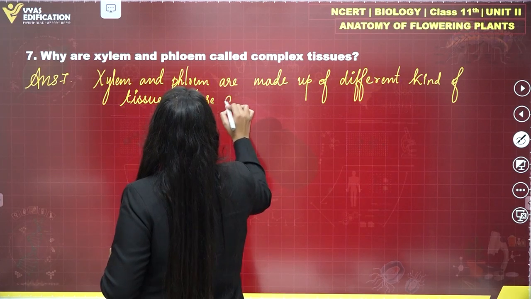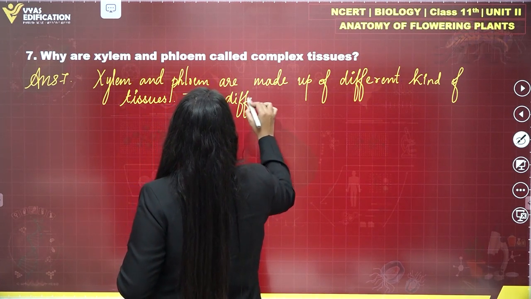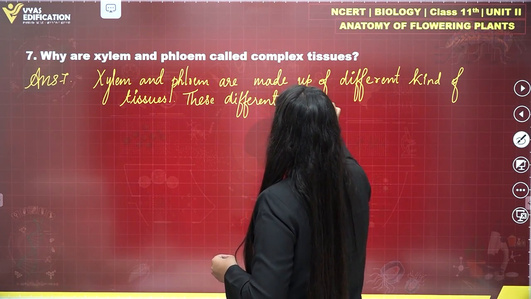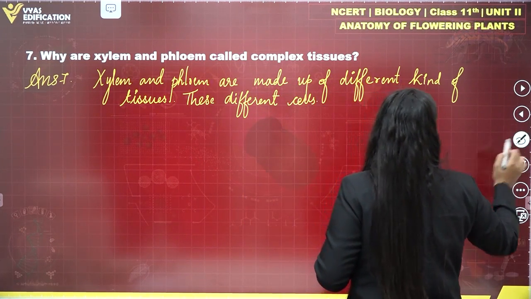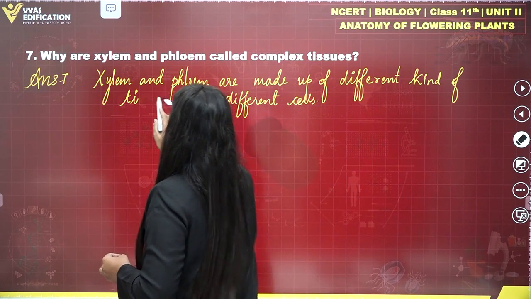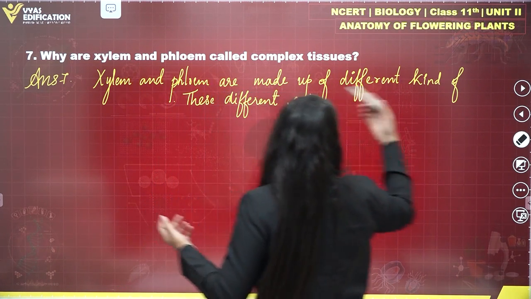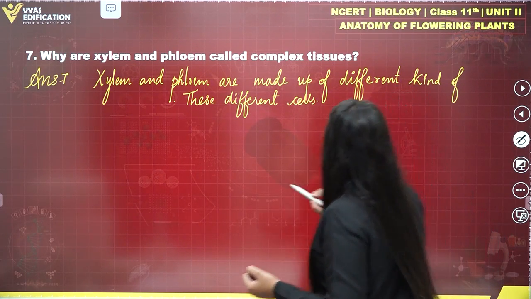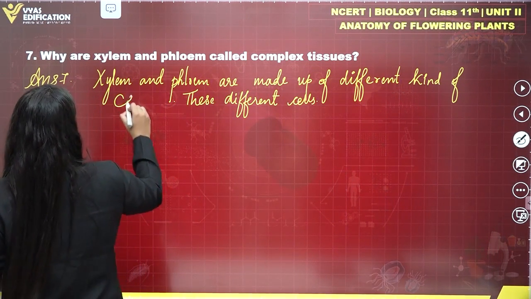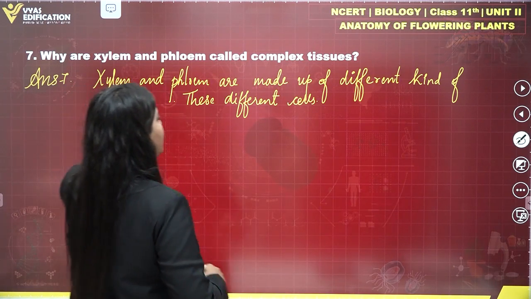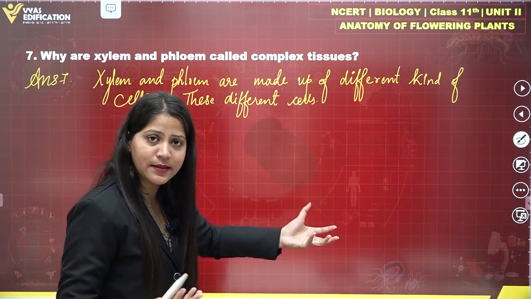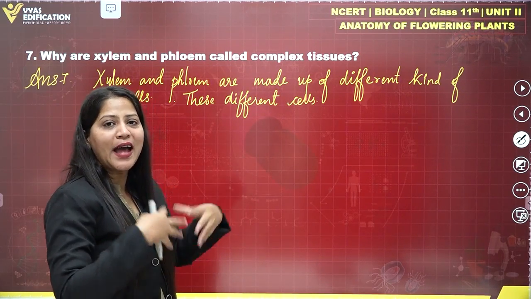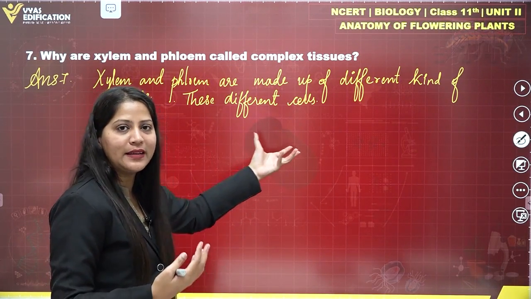These different, not tissues, here we are going to write cell. The appropriate word is cell, because tissues are made up of cells, not tissues made up of tissue. So here we can write different kinds of cells, right? So xylem and phloem are made up of different kinds of cells. Different kinds of cells group together to form a tissue, and this makes them complex tissue.